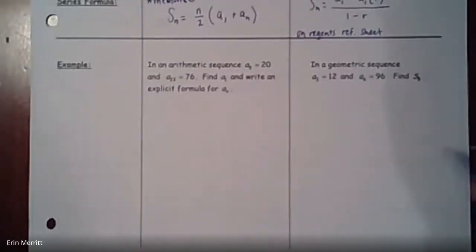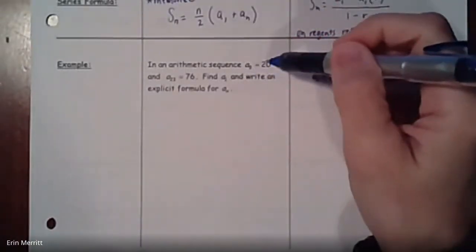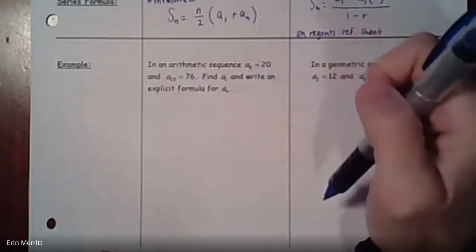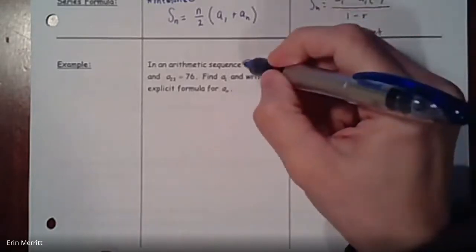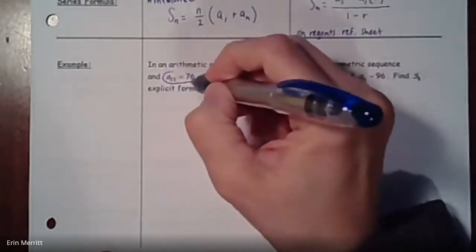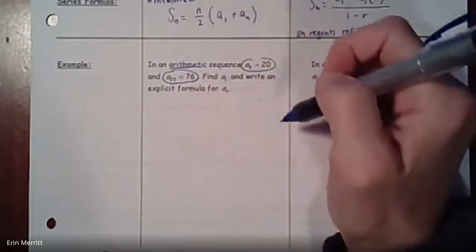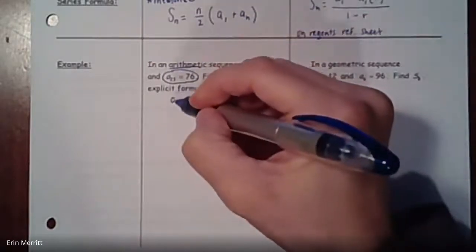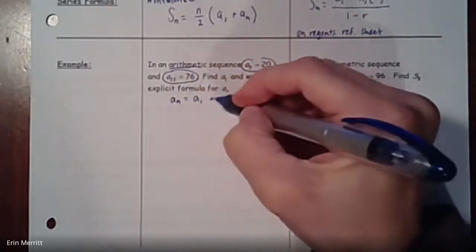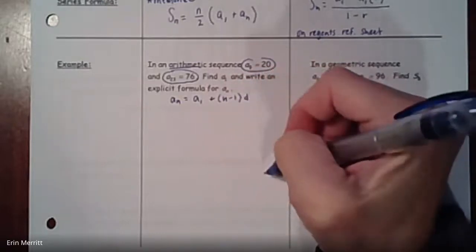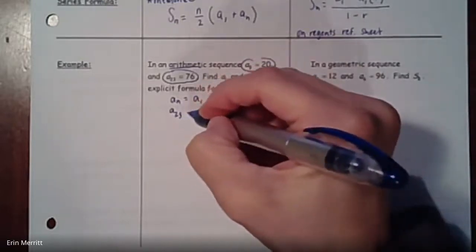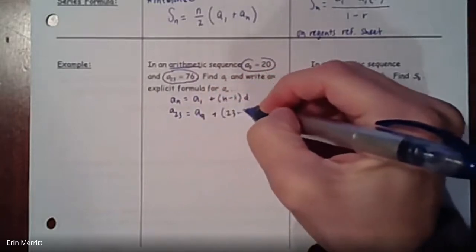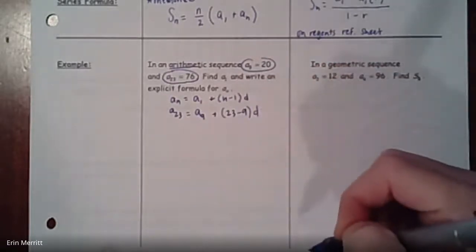So let's do it. The first one, you have an arithmetic sequence. You got the 9th term is 20. The 23rd term is 76. Find the first term and write an explicit formula. Okay, because we have the 9th term and the 23rd term, and we're told it's arithmetic, we're going to take that general formula and kind of morph it. So the general formula is this guy. Let's adjust it for what we have. So we have the 23rd term and we have the 9th term. So this would be 23 minus 9 times the common difference of d.